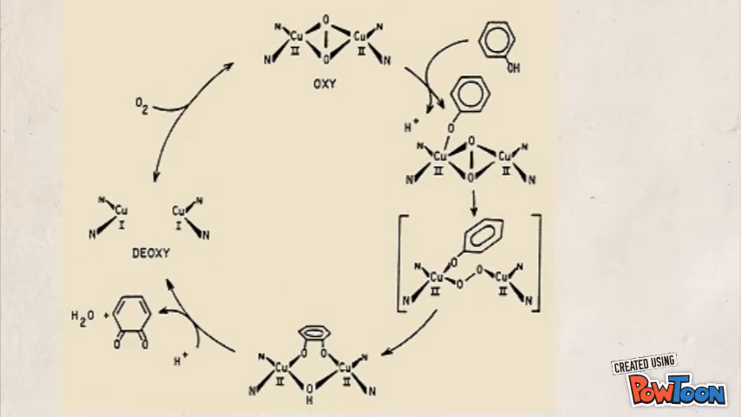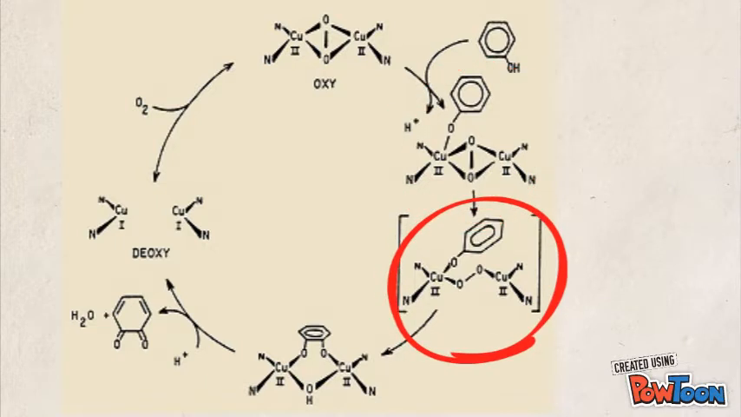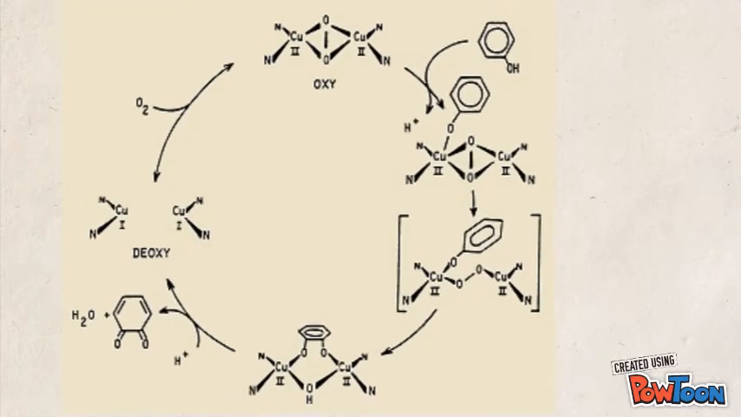For the cresolase activity, axial coordination of a monophenol to one copper of the binuclear site of oxy state leads to the formation of a ternary substrate complex. Rearrangement of this complex through a trigonal bipyramidal intermediate would then be followed by orthohydroxylation of the monophenol.